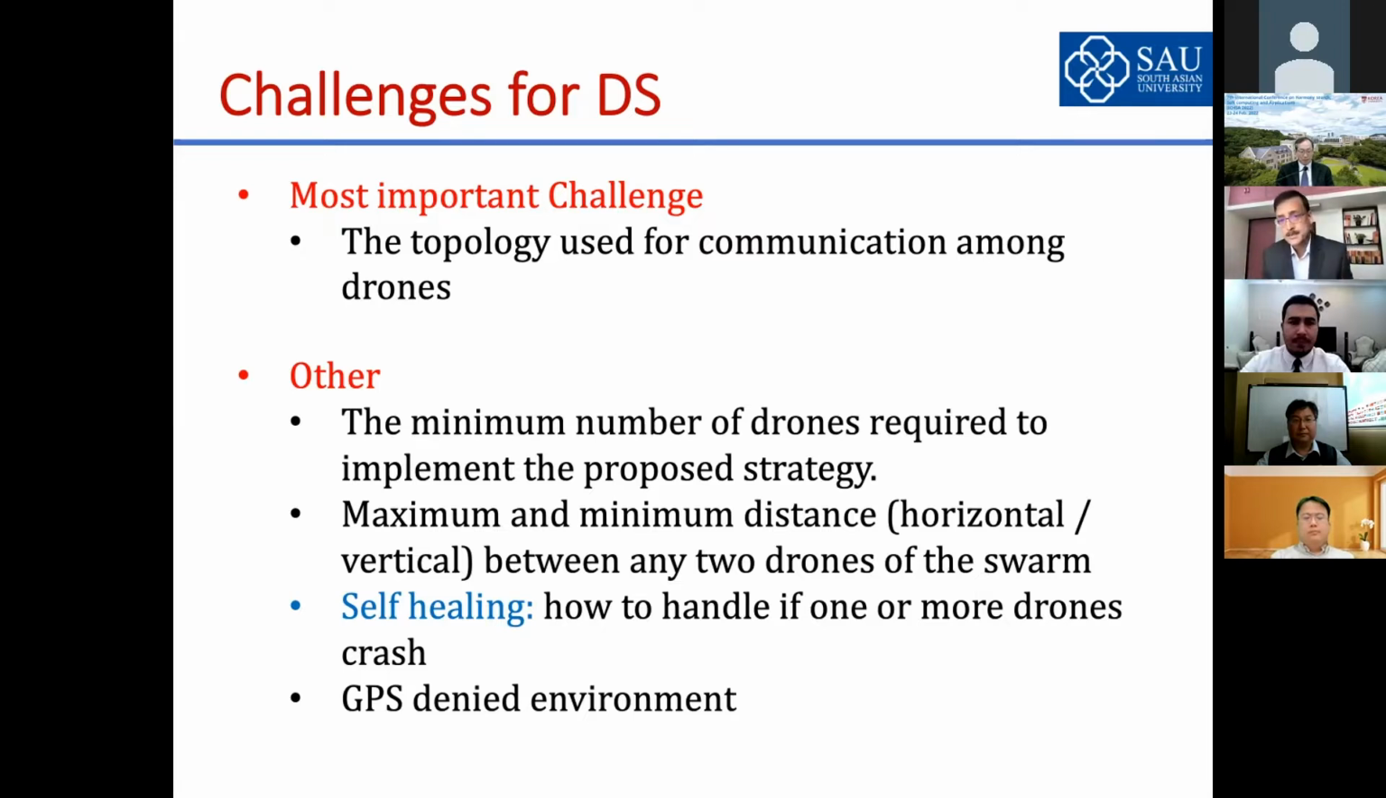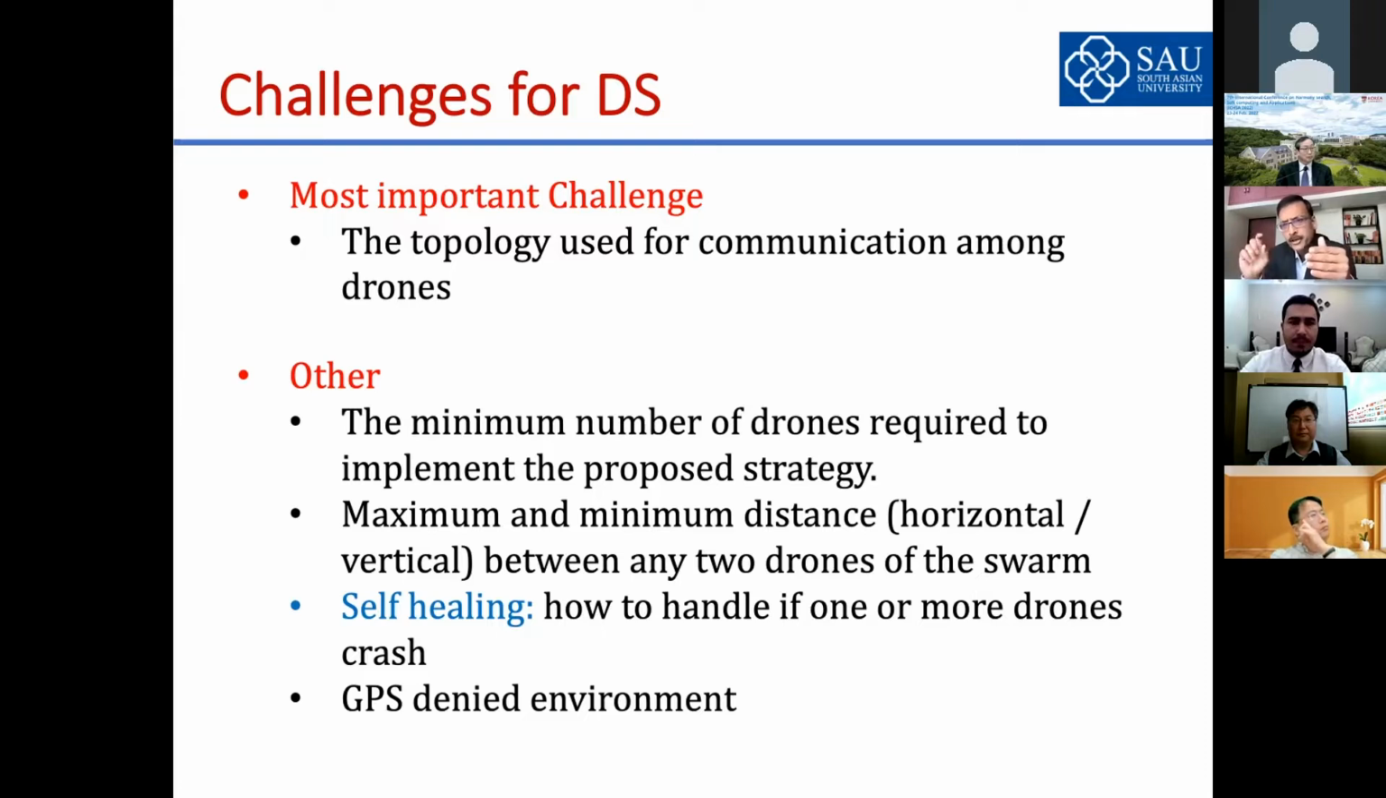Because just imagine, this is another challenge, that one drone is here, another drone is here. Suppose a 10 meter distance is there, and usually for long distance missions, these drones fly at around 14 meters per second.